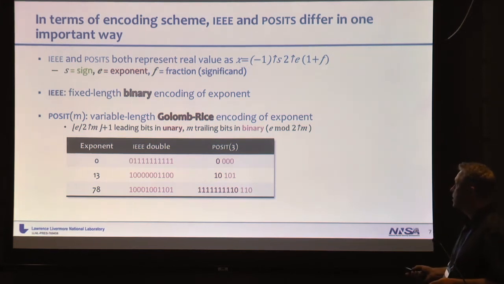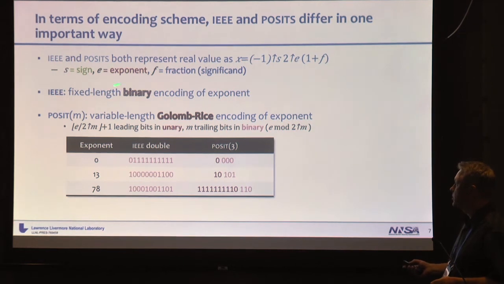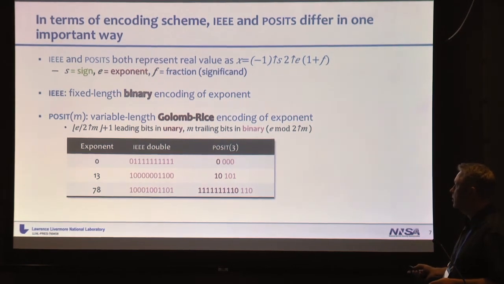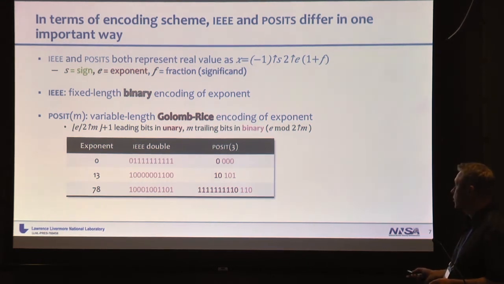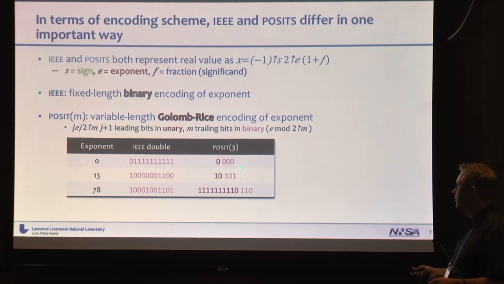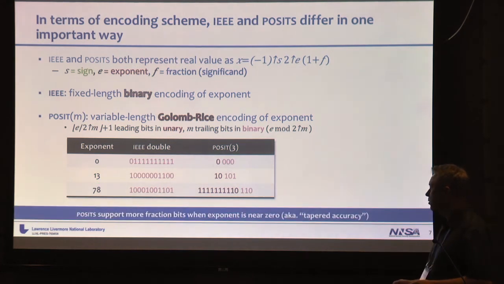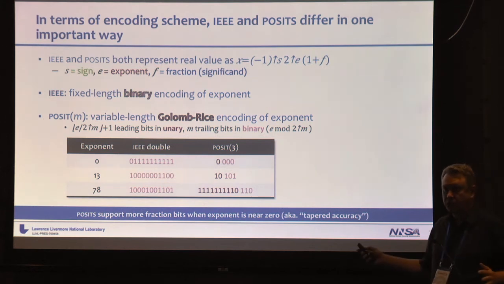There's an explicit representation of the exponent, whereas IEEE uses a fixed length binary encoding. POSITS use what turns out to be a Golomb-Rice code for the exponents. As a result, small exponents around 0 get represented using fewer bits, and as you get to larger and larger exponents, POSITS use more and more bits, right? So you have this notion of what's called tapered accuracy: as you get to larger and larger numbers, you have less accuracy.